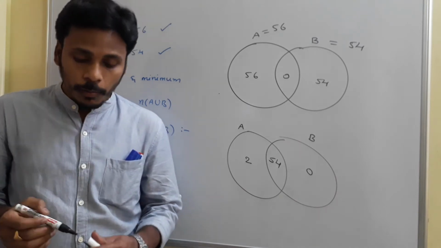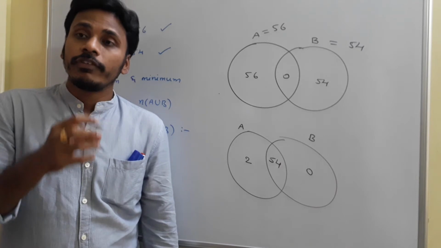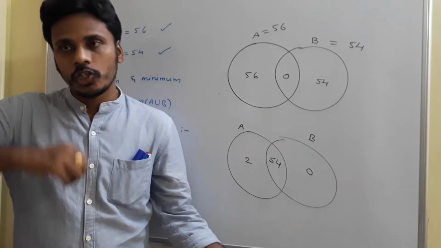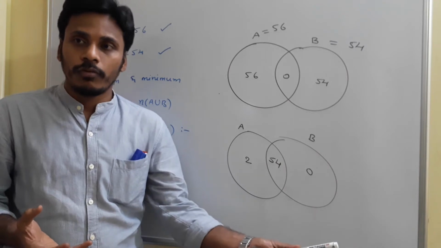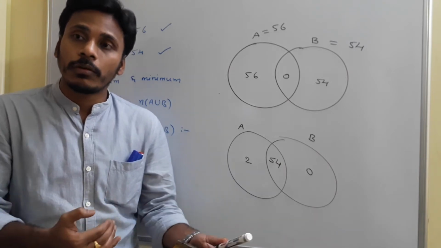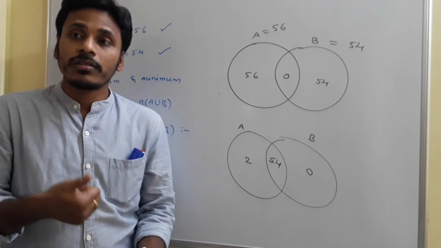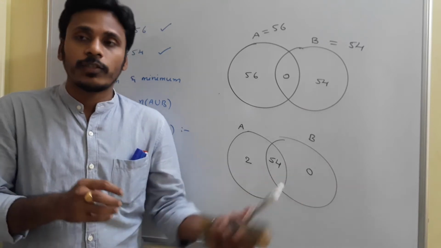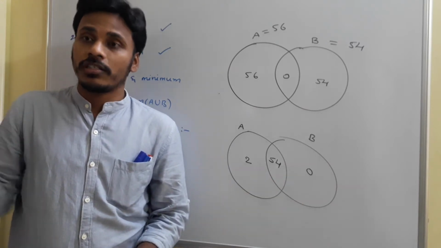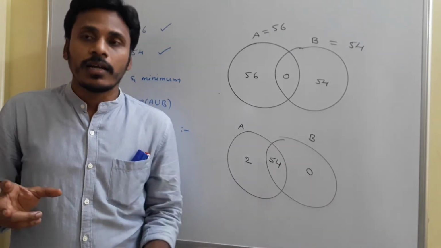Whereas coming to the maximum possibility, A intersection B contains the elements which are common in A as well as common in B. A contains 56, B contains 54. How many common elements will be there at most? Maybe 54. You can't take 56, because if the elements are common, they should be in B as well as in A. So 56 is the larger number whereas 54 is the smaller number. You need to choose that smaller number as the common part.